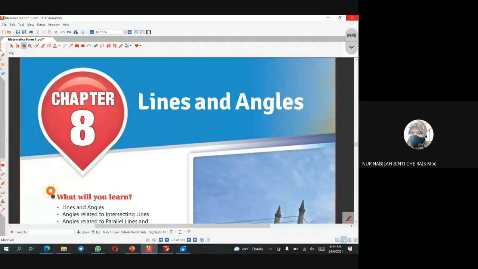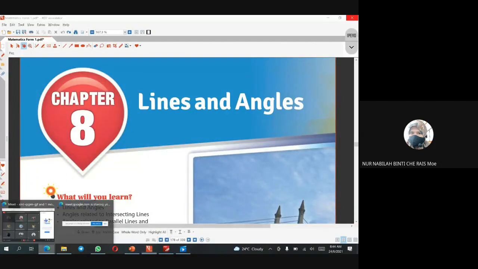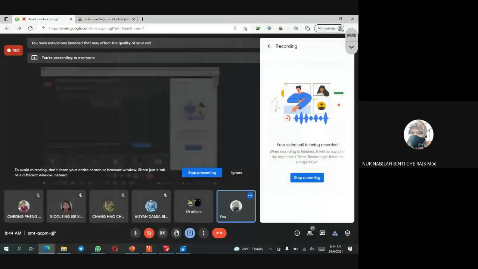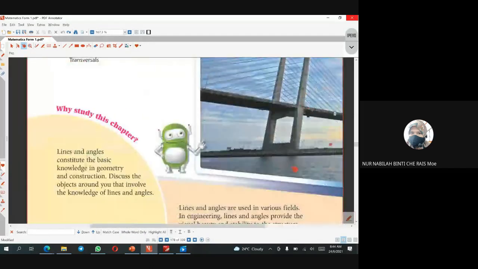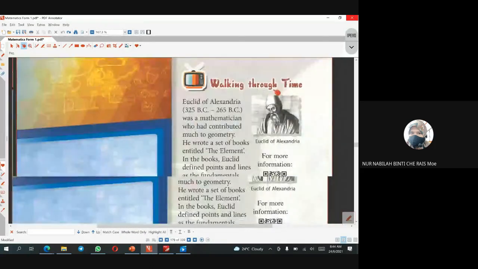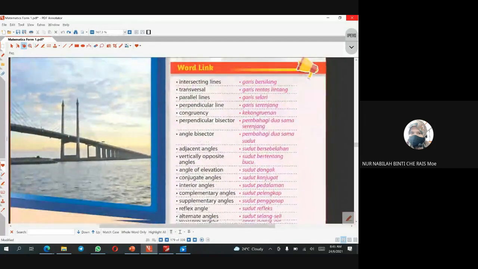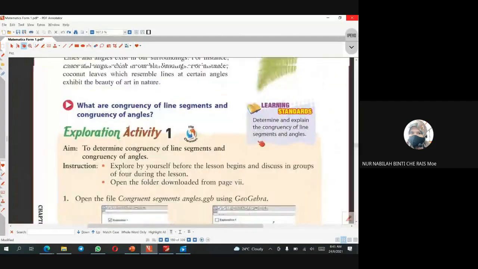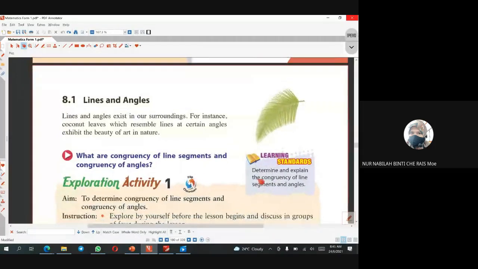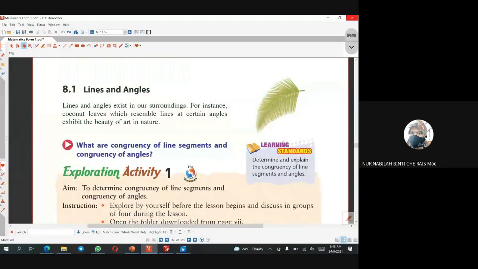Okay, so I hope that every one of you can see this. This is your textbook. Chapter 8, Lines and Angles. You can refer to your textbook, page 170. Lines and angles exist in our surroundings. For instance, a coconut leaf, which resembles lines at certain angles, exhibits the beauty of art in nature.